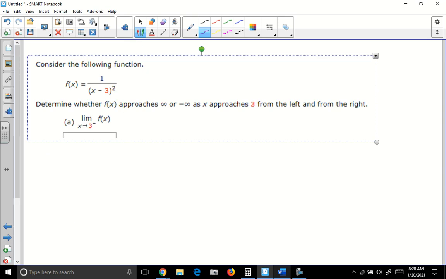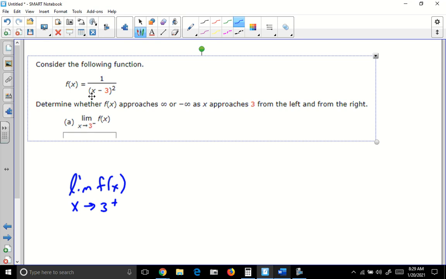All right, this one doesn't have a picture, doesn't have a graph for us, but they still ask the same things. They ask, what is the limit of this function as we approach 3 from the left side? And then what is the limit of this function as we approach 3 from the right side? So if we don't have a picture, we could draw a picture, or we could pick values closer and closer to what we're approaching from either the left or the right side.